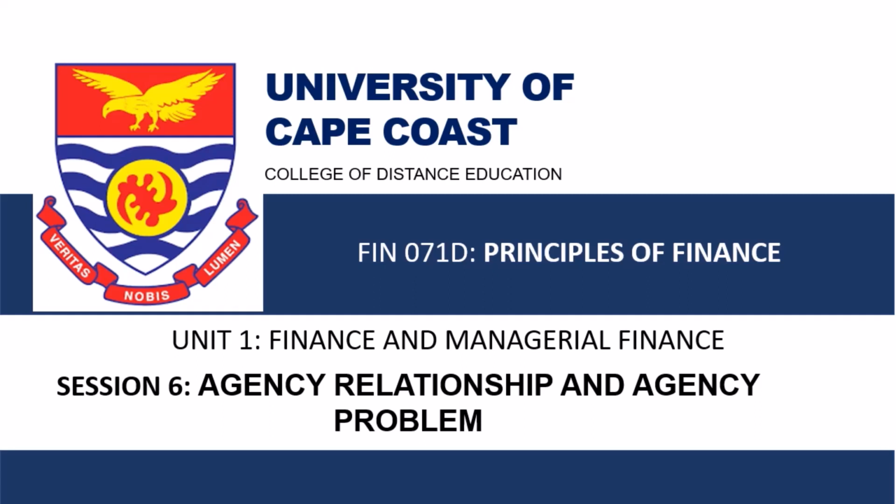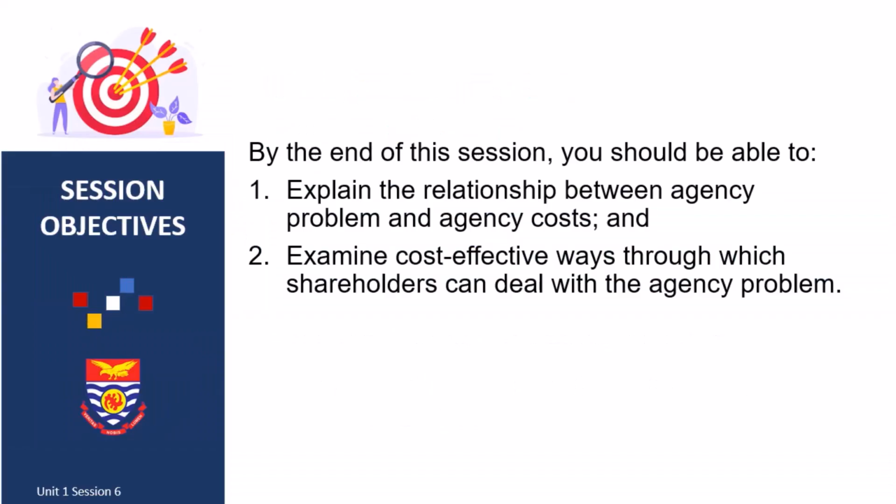All right, so we will look at the agency relationship and agency problem. This is what we are going to look at this evening. By the end of this section, you should be able to explain the relationship between agency problem and agency cost, and examine the cost-effective ways through which shareholders can deal with agency problem.